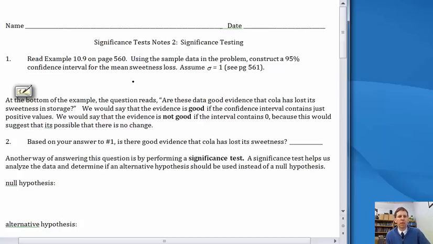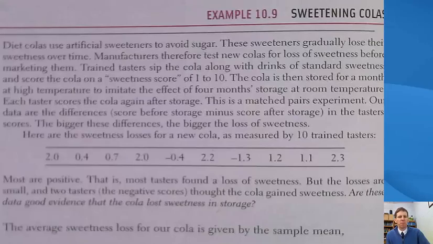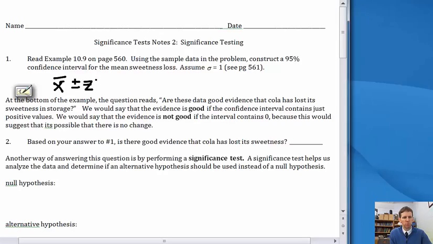I'd ask you to read example 10.9 on page 560, a problem involving colas and sweeteners, and you were asked to construct a 95% confidence interval based on sigma equaling 1. That means, hopefully, you remember that'd be a one sample z interval because we know what sigma is equal to. So the idea was to use this formula right here. In your data, you would plug in those 10 different cola sweetness values into your calculator for list one, for example. Do one var stats, you should get a mean of 1.02, mean sweetness loss.